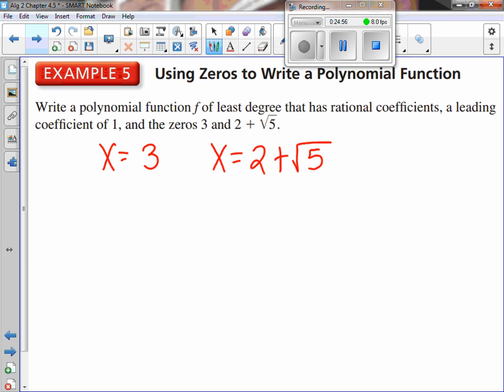We're pretty much doing the exact opposite of what we've been doing all week. Because all week we've been starting with a polynomial expression or function, yes, and finding out what solutions it has. Now we're going backwards. We're given the solutions. We want to find the polynomial function. Well, there's one more. x equals 2 minus the square root of 5. If I have a positive square root anywhere in there, I have to have its conjugate. We have to have both.